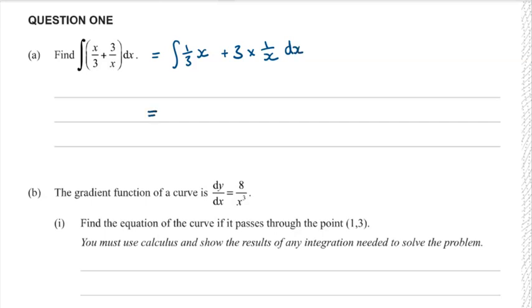So if we are integrating, we're going to increase the power by 1 and divide by the new power. So a third divided by 2 becomes a sixth. Then 3 times 1 over x, so the 1 over x integrates to the natural log of x. That's on your formula sheet. And we finish with plus c.